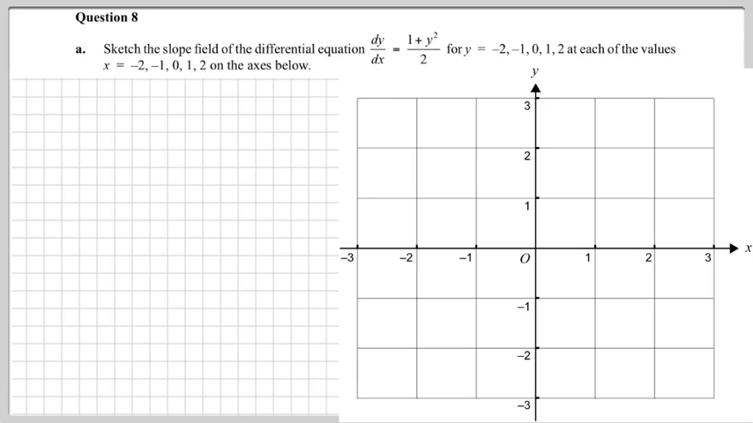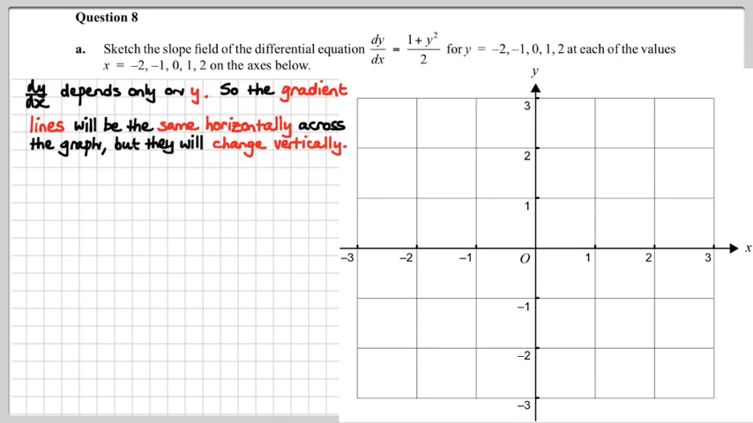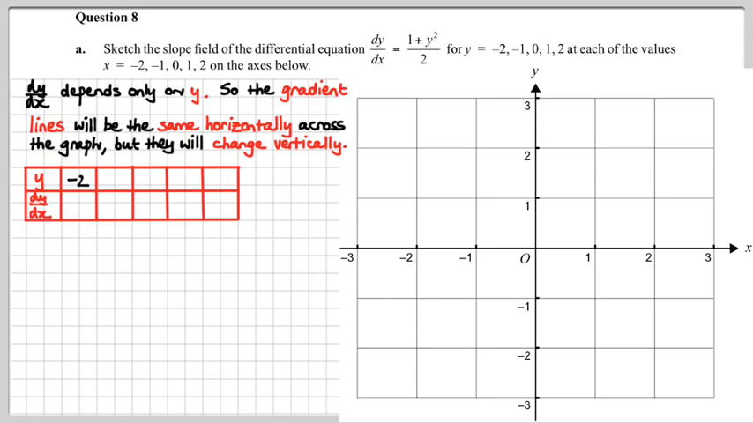Same thing for x. Look, dy/dx is (1 plus y squared) over 2, so it does not depend on x, only on y. So if you pick a value of y, going from here to here to here to here, the slope lines will all have the same gradient because it doesn't depend on x. Alright, so let's just do some. Yes, it only depends on y, so the gradient lines, yes, that's what I just said.